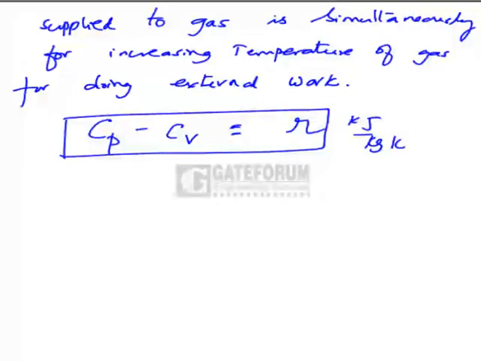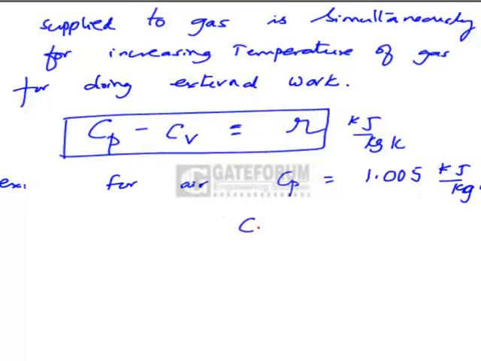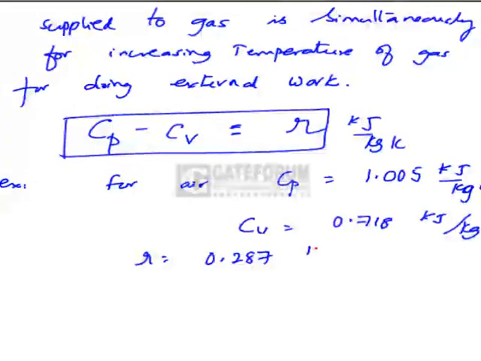For example, for air, Cp is equal to 1.005 kilojoules per kg degree centigrade. Cv is equal to 0.718 kilojoule per kg degree centigrade. R is difference between them, which we have already calculated earlier, that is 0.287 kilojoule per kg degree centigrade.